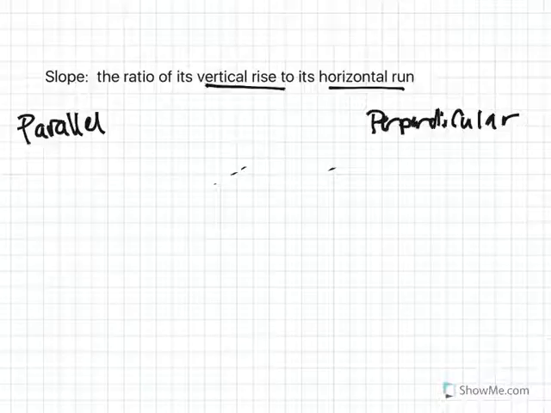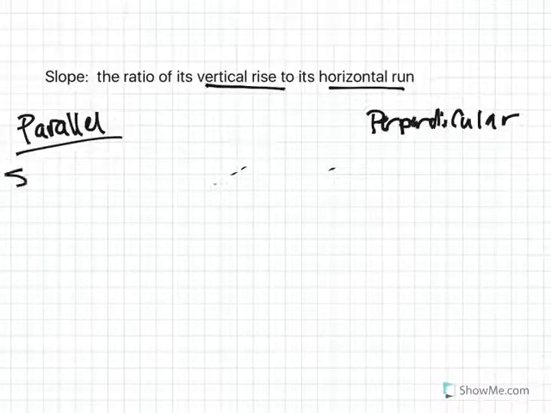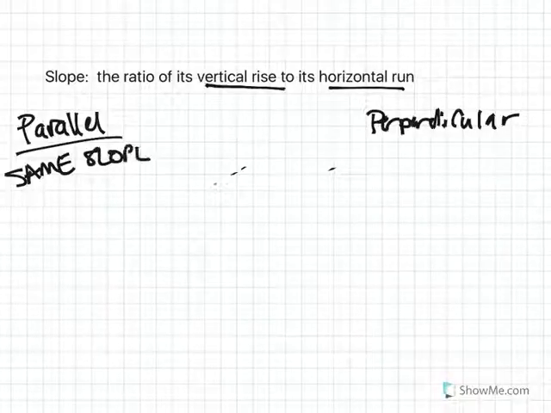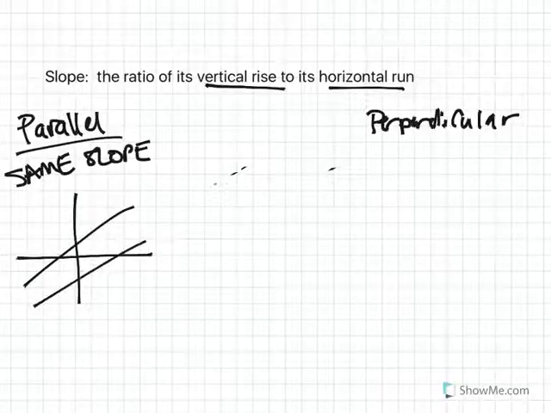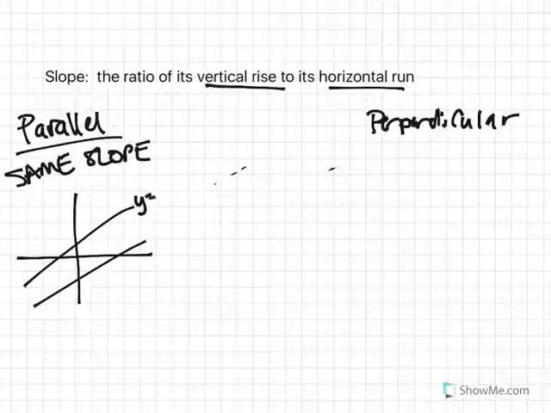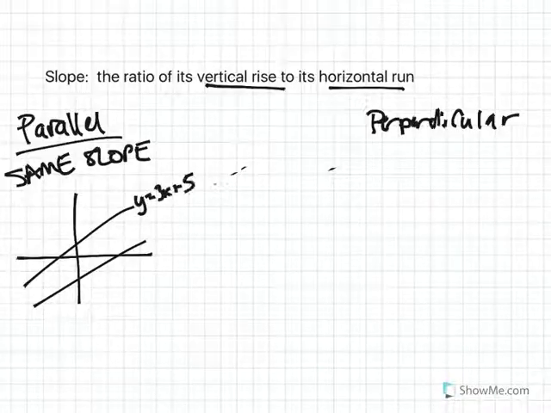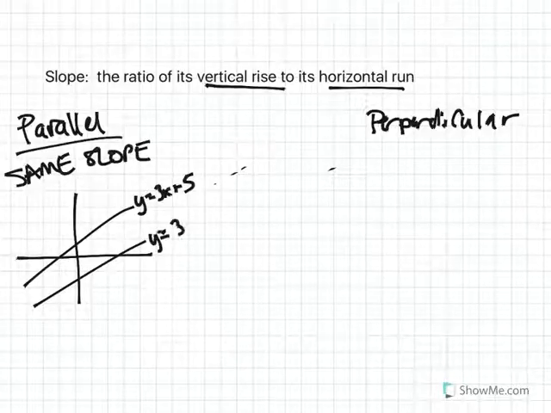Parallel lines have the same slope. We already knew this, but here's an example. Let's say we have 2 lines. This one is y equals 3x plus 5. I'm just making this up. y equals 3x plus 5 does not look like this line, but it's fine. The other is y equals 3x plus 2.